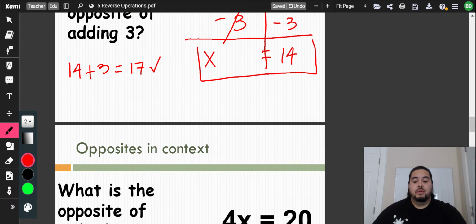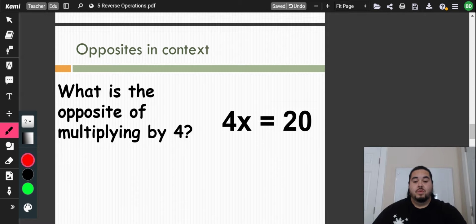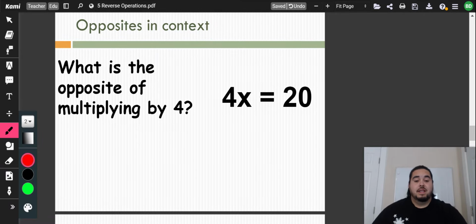Okay, next example. We have 4x equals 20. That's our statement. Remember, when you have a number right next to a variable, that means they're being multiplied together. So this literally says 4 multiplied by x is equal to 20. I'm going to start by setting up my wall. And then we ask ourselves, what is the opposite of multiplying by 4? And it's dividing by 4.